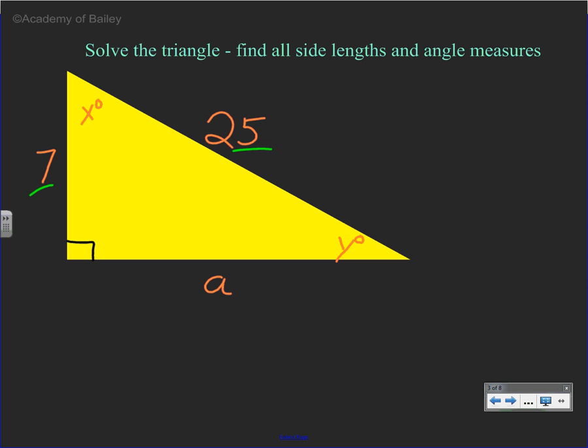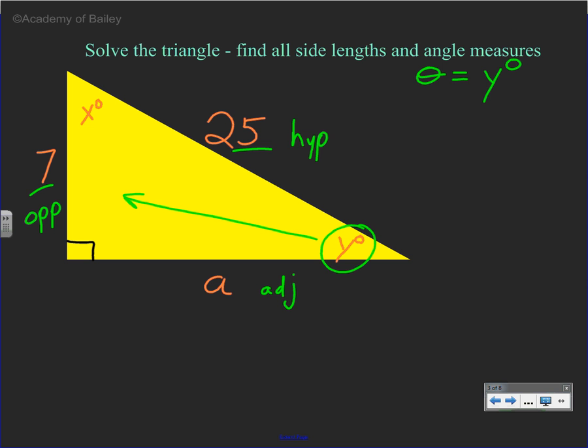So let's go ahead and label the hypotenuse. Hypotenuse. Step two says determine which unknown angle we want to solve for, and it doesn't matter whether you want to solve for x or y. I'm going to pick y. So in this case, theta is equal to y degrees. So now from y, let's label the opposite and adjacent sides. 7 is the opposite side and a is the adjacent side.